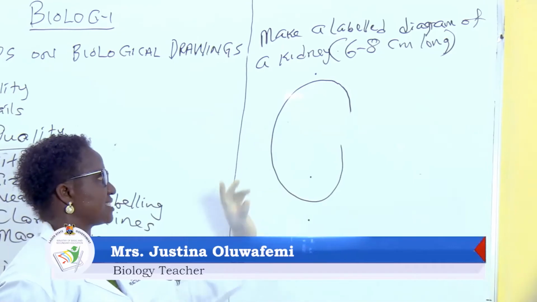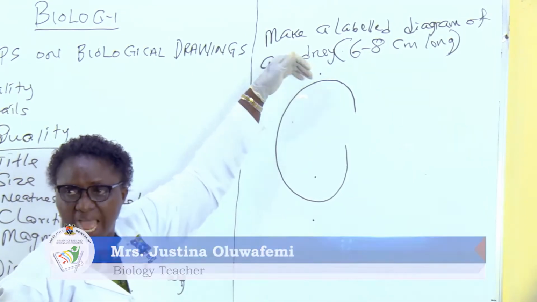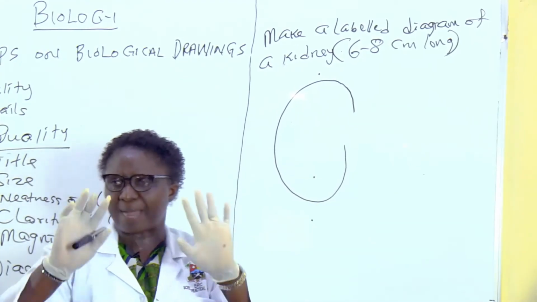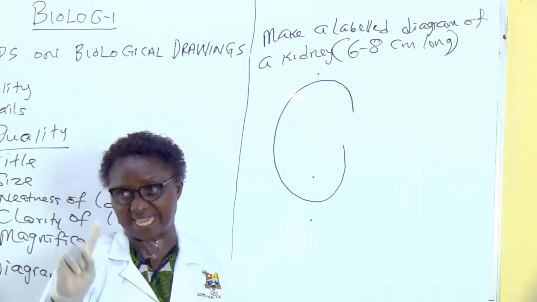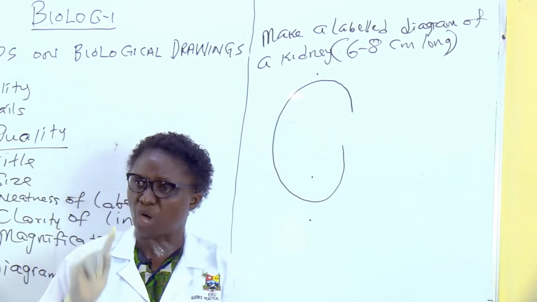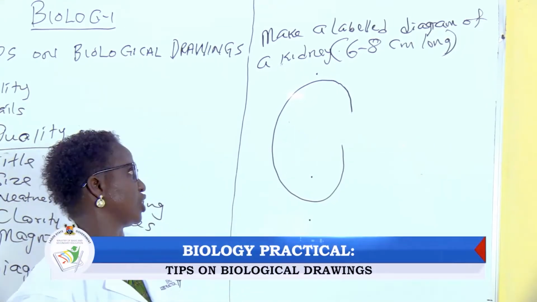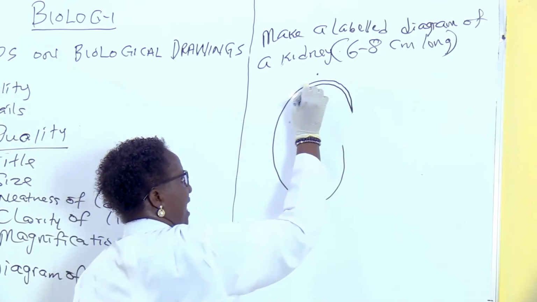If I check the size of my drawing, I didn't start from point 0. So I have some centimeter and I didn't end it on point 10. By the end of the day, my diagram must measure not less than 6 centimeter in length, and it must not be longer than 8 centimeter in length, because we are going to measure it. Come on, I'm making my drawing. I'm not done with the outline.